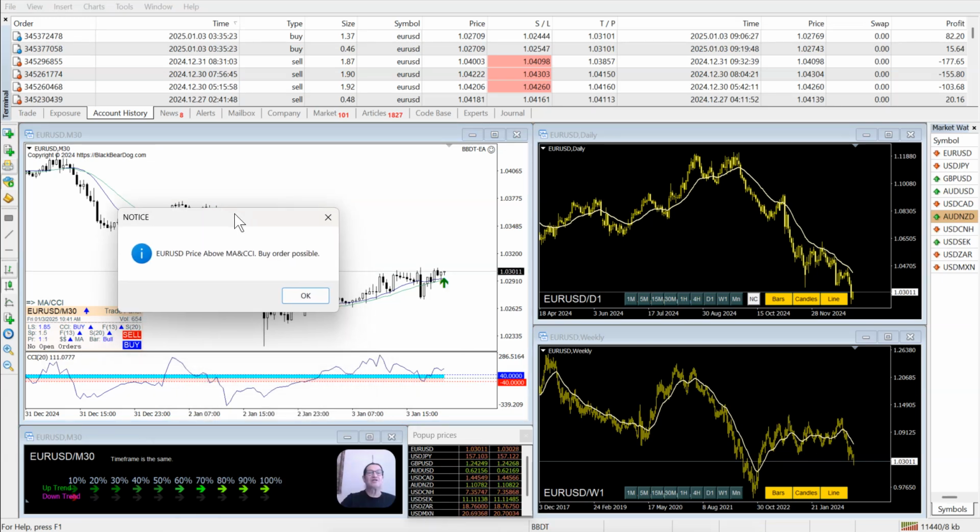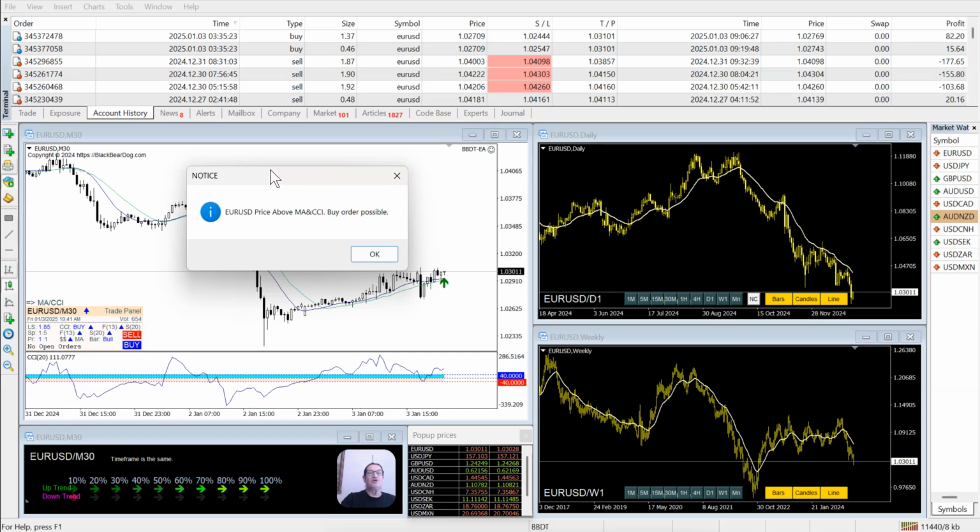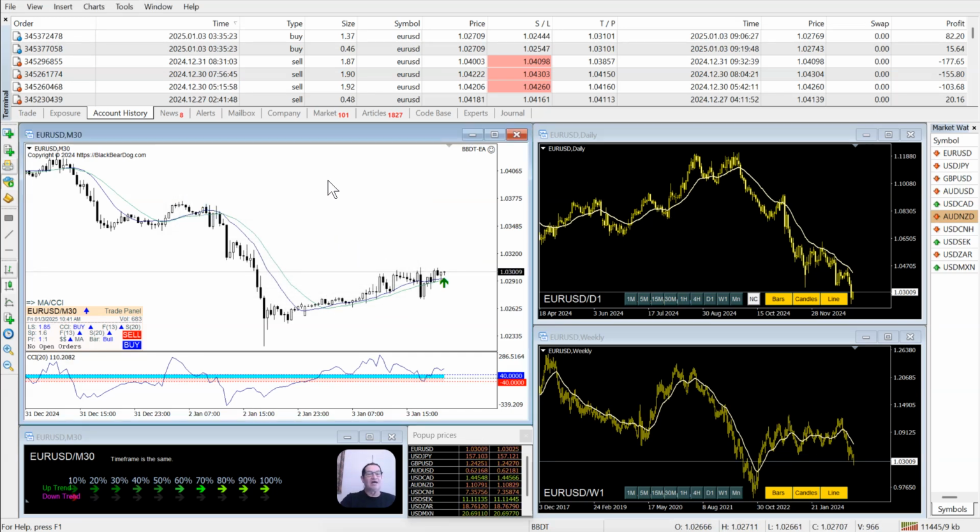Here we go. I just got a notification. This is what you would get if you activate your display alerts in your setup. Now it tells me that the Euro USD price went above and I have a possible buy order position possible. It popped a green arrow up just below the bar that gave that signal, and I can click on OK to get rid of this message. And now it's nearly up to me whether I want to enter that buy position, yes or no.